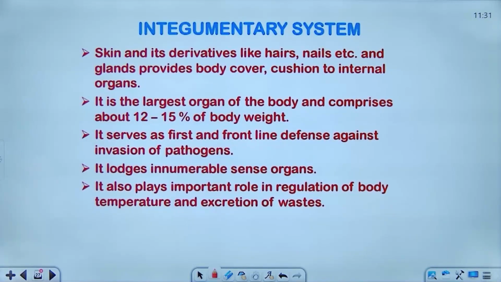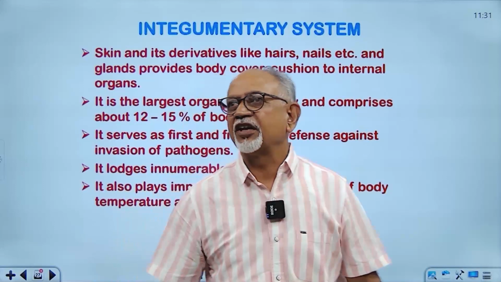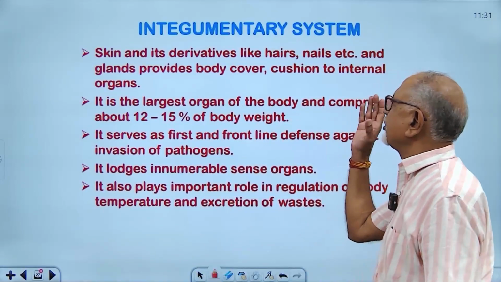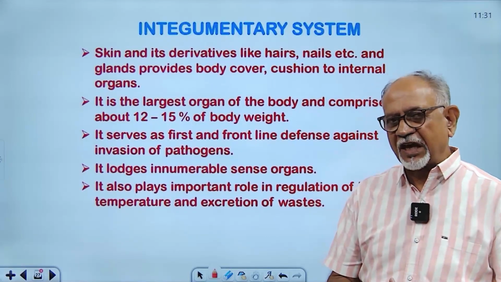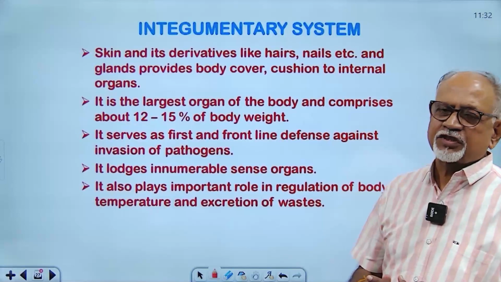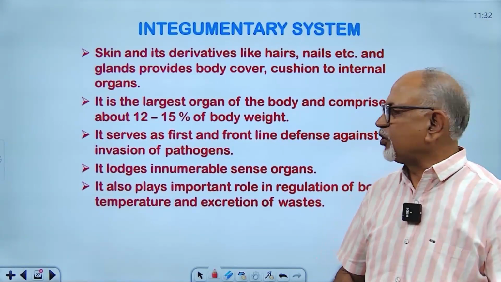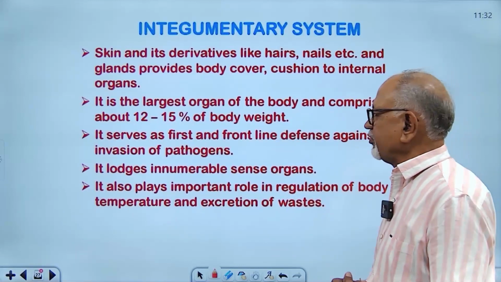The skin and its derivatives like hairs and nails form the integumentary system of our body, which includes the skin glands also. It is the largest organ of the human body, forming about 12 to 15% of body weight.